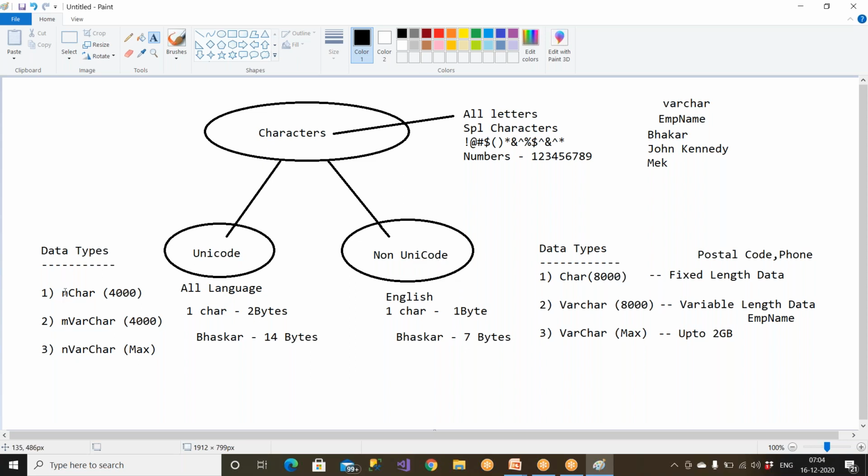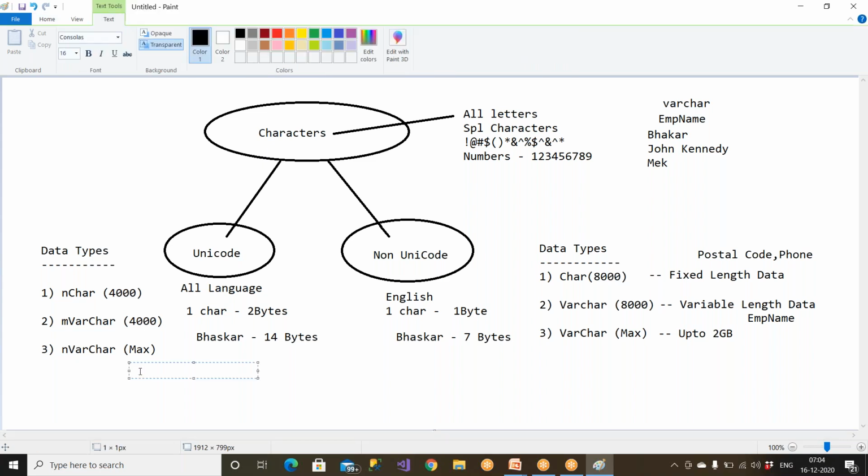Clear? So in this case, we have nchar 4000 and varchar 4000. Same rules apply. Nchar means fixed length data, and up to 4000 characters we can store. Why 4000? Because each character is going to be taking 2 bytes. 2 into 4000 characters, 8000 bytes. So that is the maximum page size. Clear? So it is half of this.